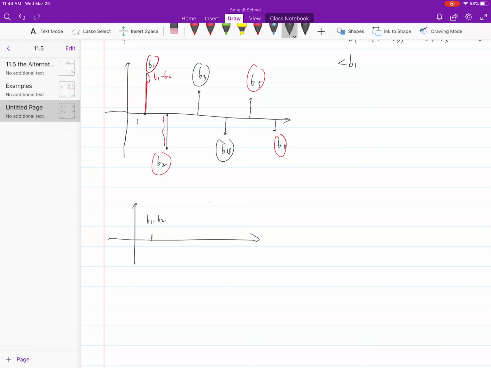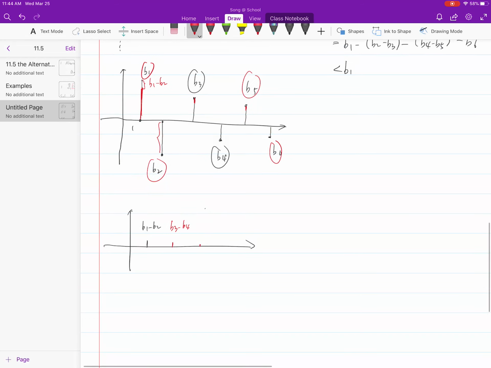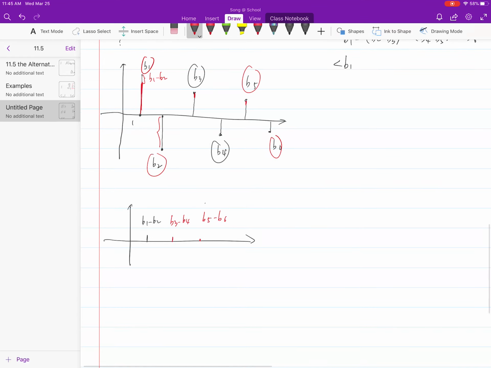What about B3 and B4? Simply do the same thing, and you will find this is going to be your B3 minus B4. And this is going to be B5 minus B6. Good so far? Now what you want to do is sum all these small bars together. Each bar comes from two terms before. They cancel, so you have some left over. You put it here.